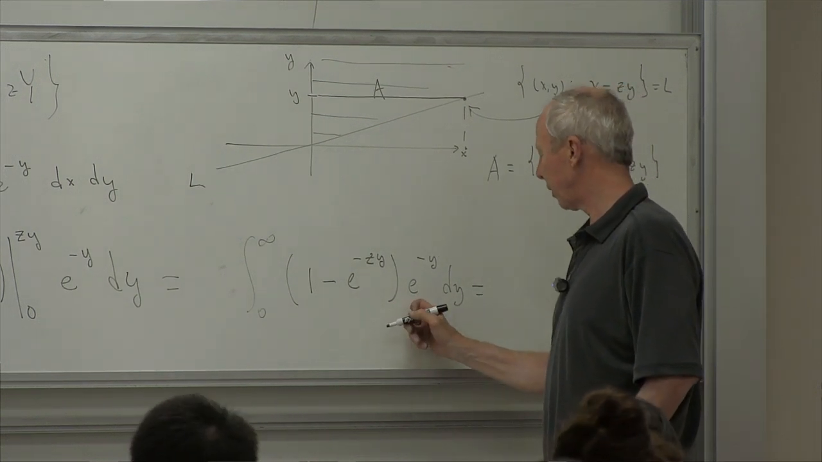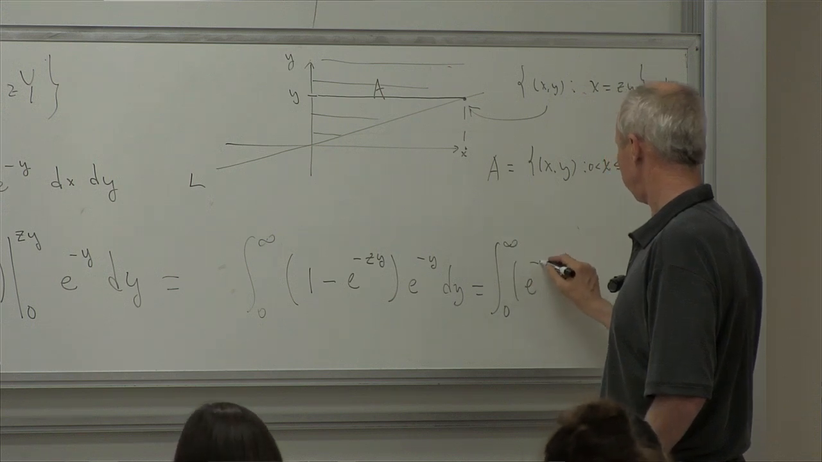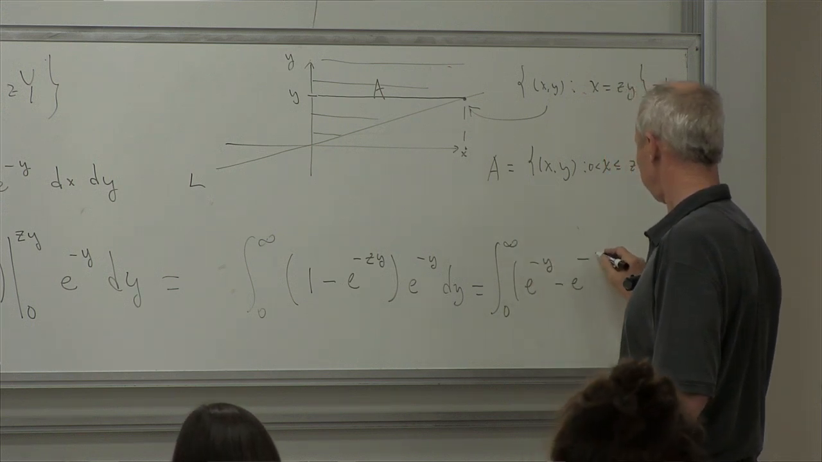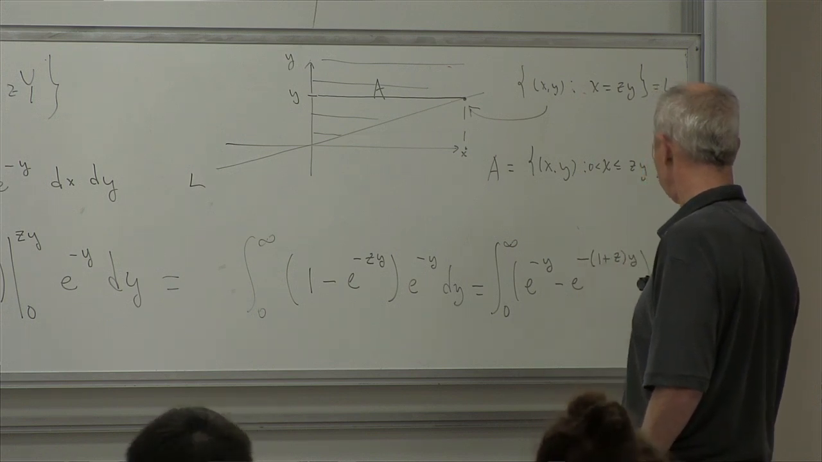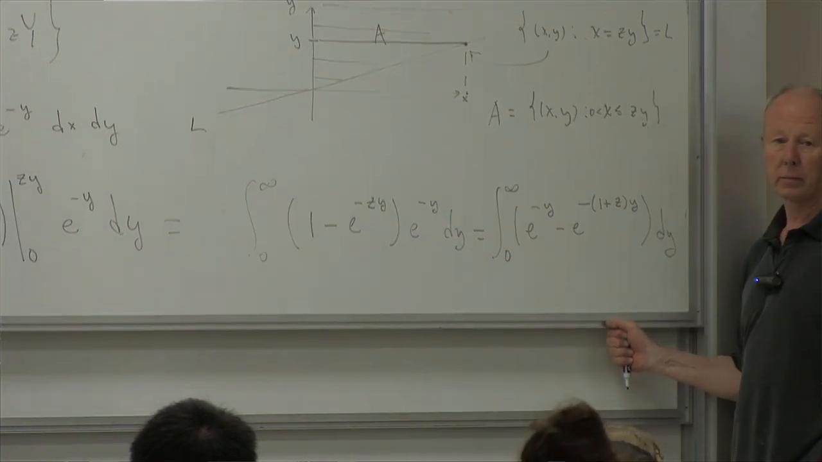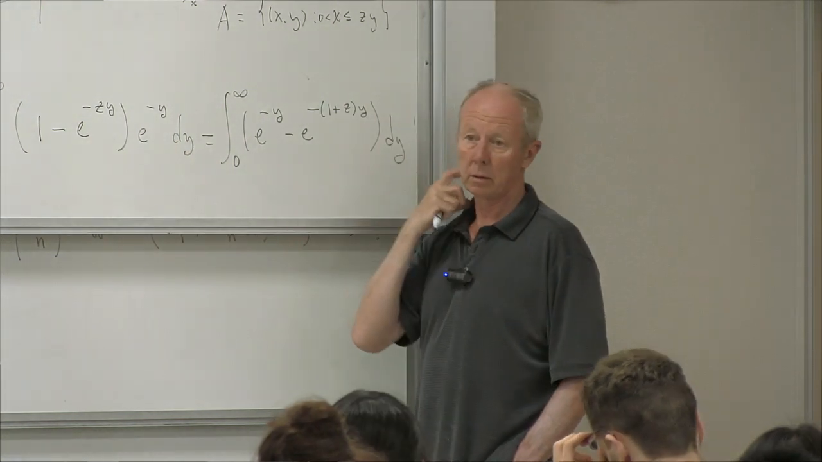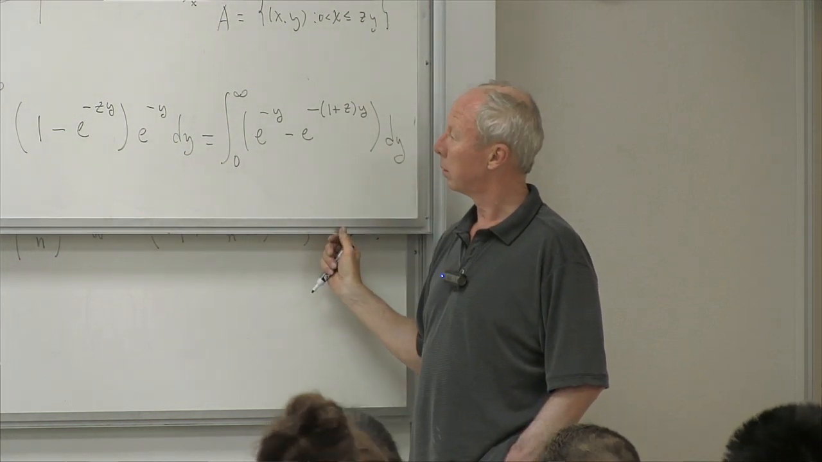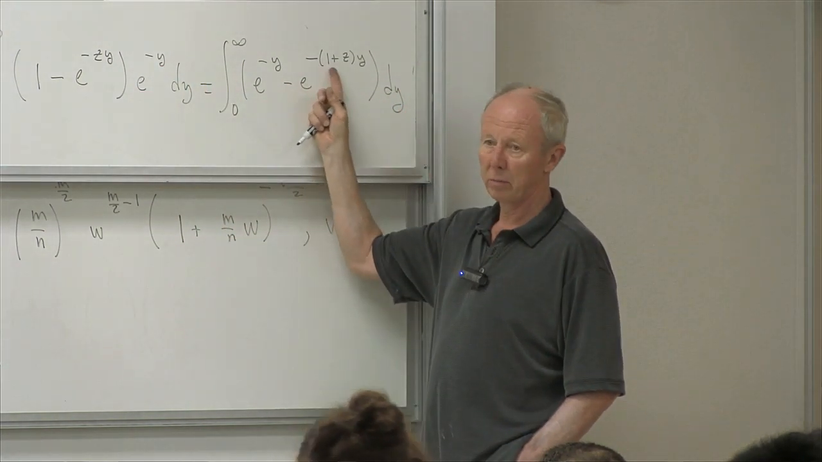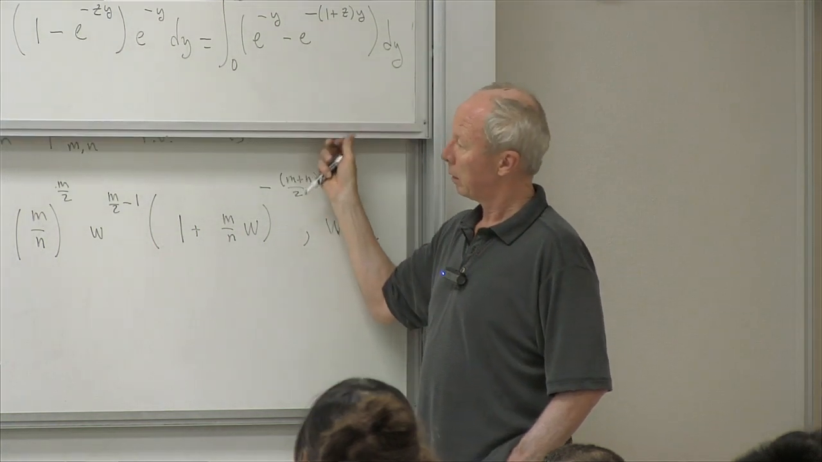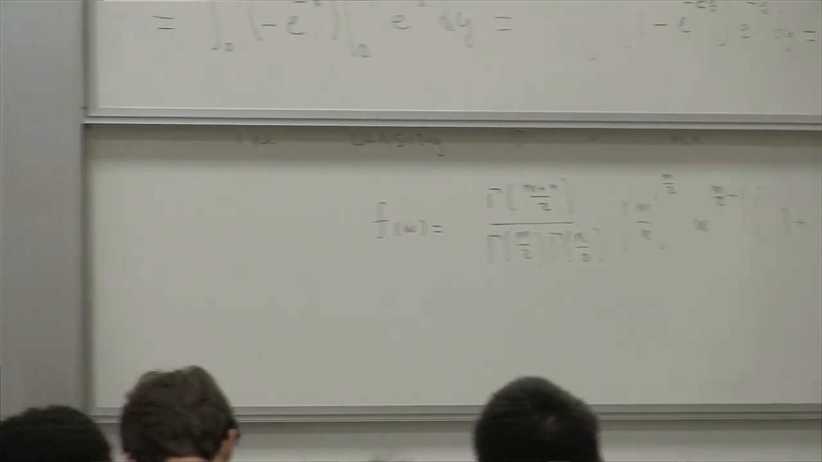Now we have to do what? Let's write this in 2 steps, maybe. Okay, I just multiplied this through here. Here's a z times minus y, here's a 1 times minus y, so that's z plus 1 times minus y.